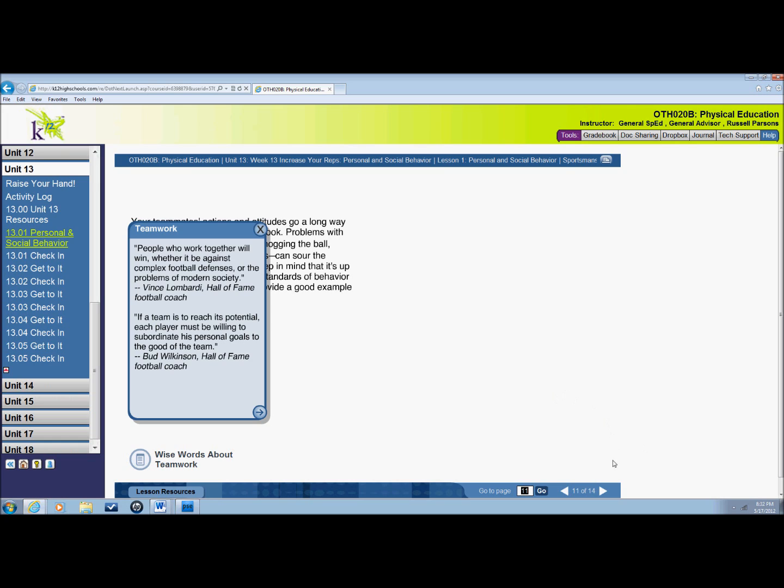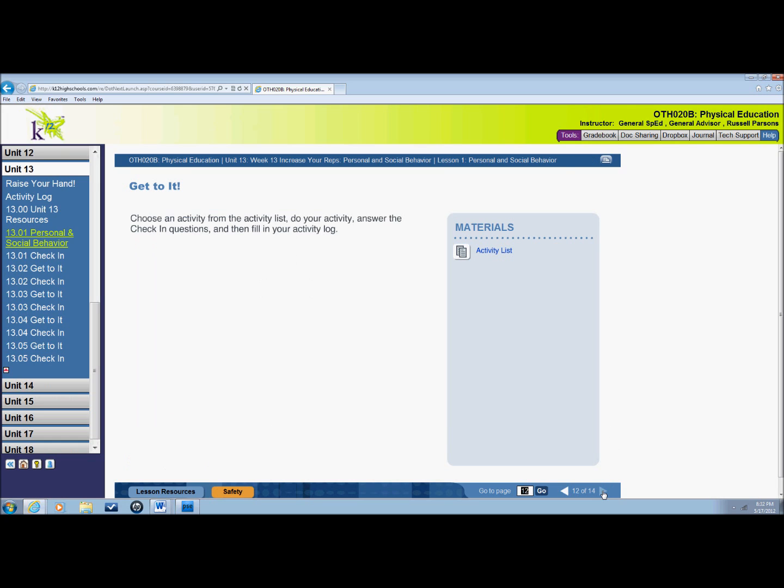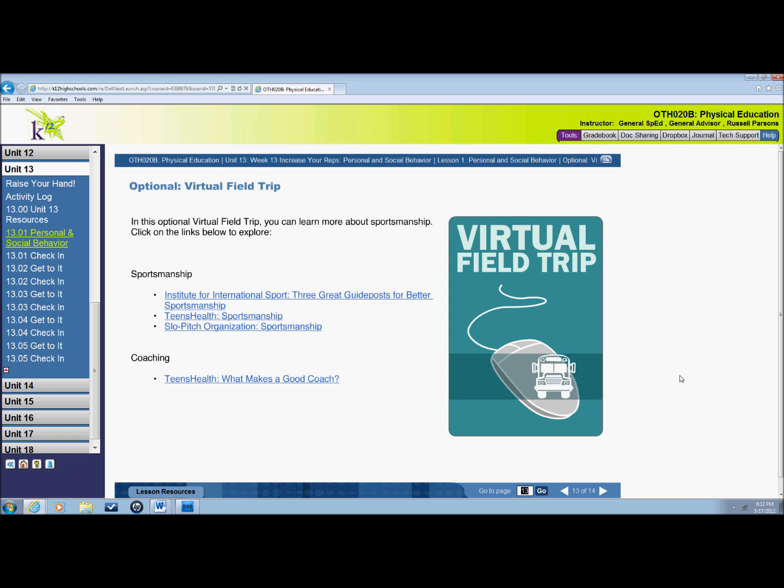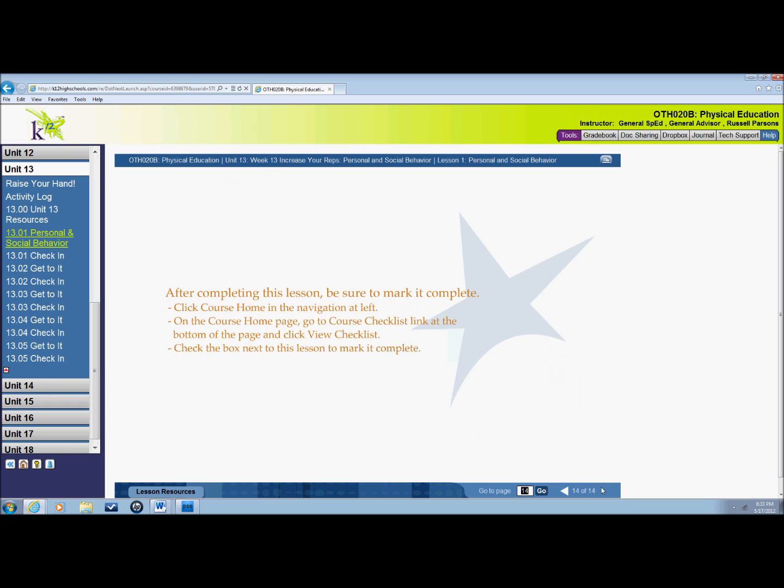And that brings us to page number 12, in case you were curious. Oh, and it's basically the Get To It page. So basically, choose an activity from the activity list, do your activity, answer the check-in questions, and then fill in your activity log. And the next page after that, page 13, is the optional virtual field trip, which you can check out if you want. And the last one basically signals the end of this audio recording.